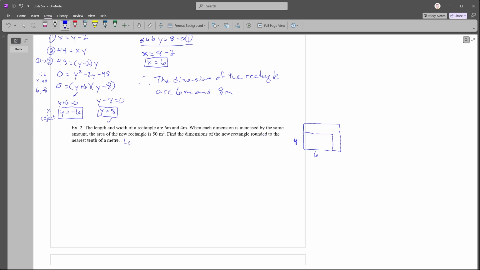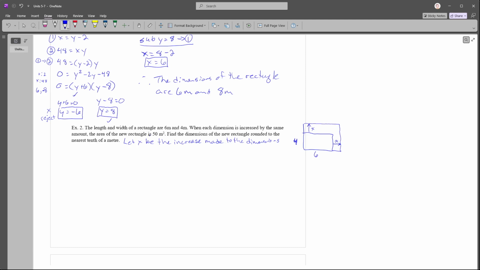So we're going to say let x be the increase made to the dimensions. We only need one variable because they both increase by the same amount. Let x be the increase made to the dimensions. Now, from our picture's perspective, that means that this distance right here is x, and this distance right here is also x.